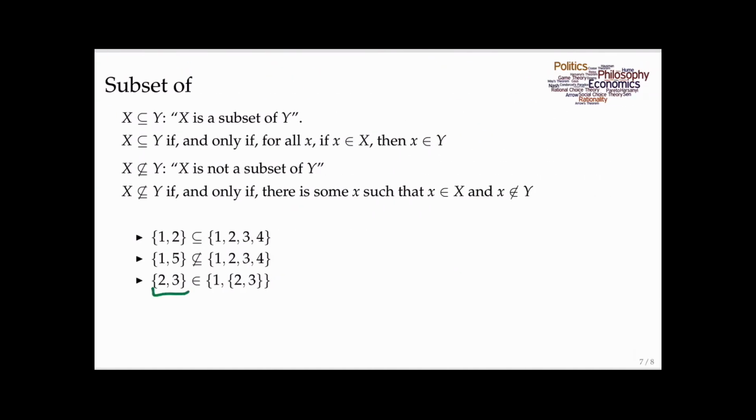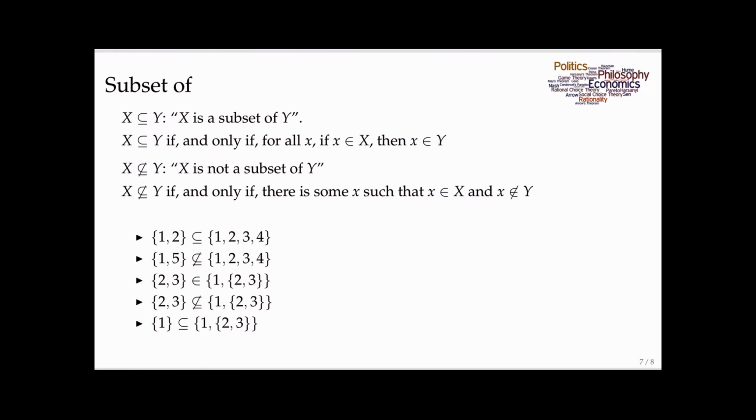Notice here that 2, 3, the set containing 2, 3, is an element of this set right here, but 2, 3 is not a subset of that set. Why? Because in order for 2, 3 to be a subset of this set, we would need both 2 and 3 to show up in this set, and they don't. It's important to remember that this bigger set contains 2 objects, namely 1, and then the set consisting of 2 and 3. But the number 2 is not equal to the set consisting of 2 and 3.